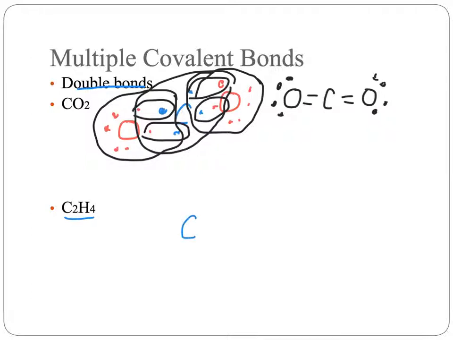And the double bond in this case is found between the carbons. So we've got our carbon molecules with their 4 valence electrons, and then, of course, our hydrogen molecules. So with our hydrogen, we've got 4 hydrogen. Whoops, I missed one in here. This carbon needs another one. We've got 4 hydrogen positioned around the outside.